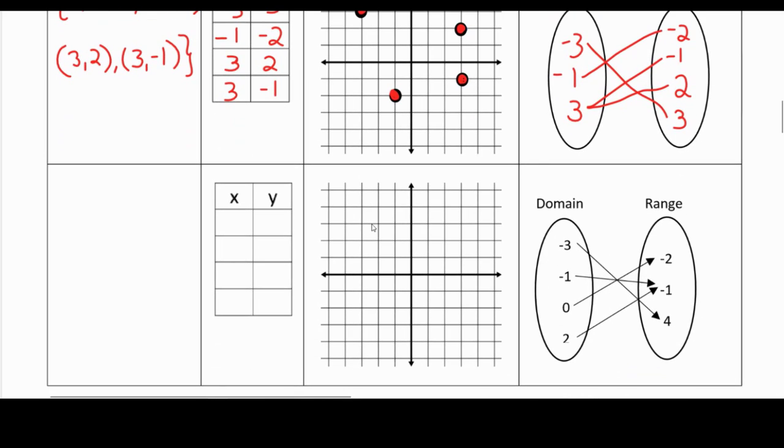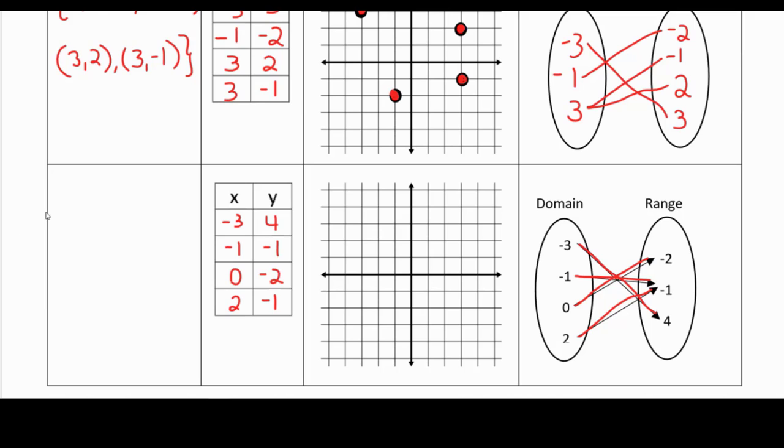Let's go on to the last and final example. In this final example, I have a mapping. First thing I would do is transfer this information into my table. The way I like to do it is I copy the -3, and then I follow the line to see who -3 relates to. It relates to 4. So I write it right there, -3, 4. Then I go on to the next line, which is -1 relates to -1. So I'll write it right there. Then I go down over here, I have 0 relating to -2. And the last one is 2 relates to -1.